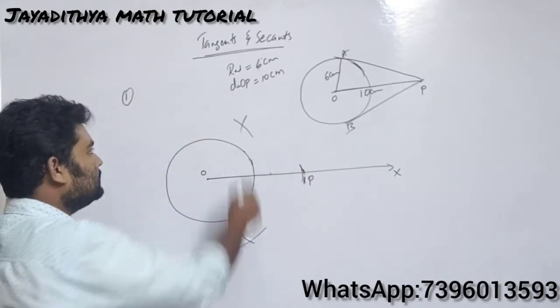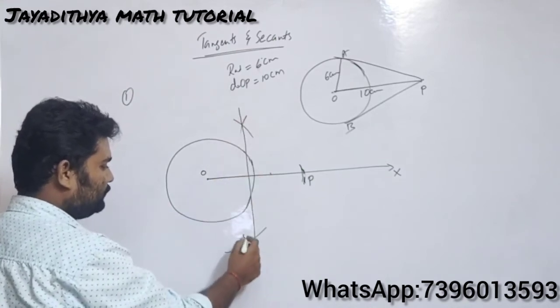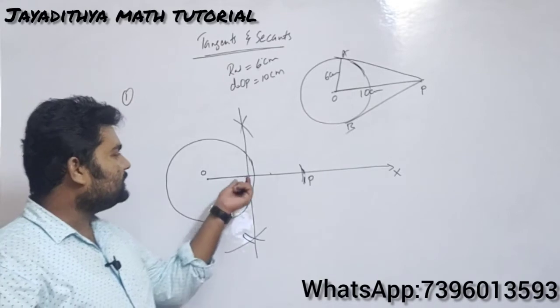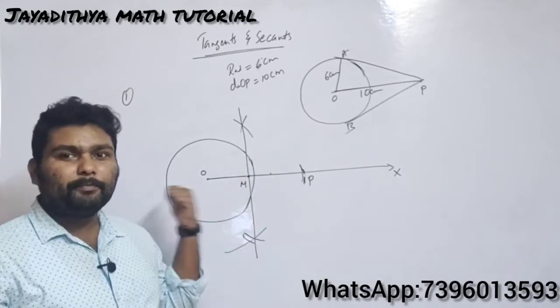Okay, cut the arcs, then you join these both. If you join these both, you'll get a point here, that will be M now. Obviously this will be the midpoint of OP.